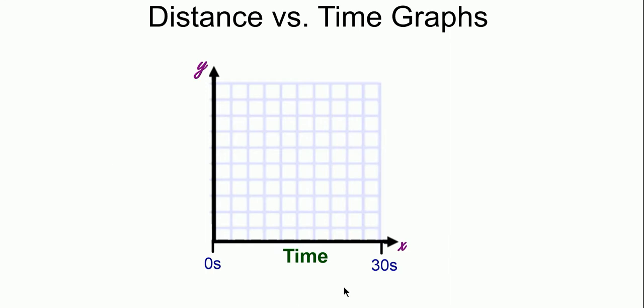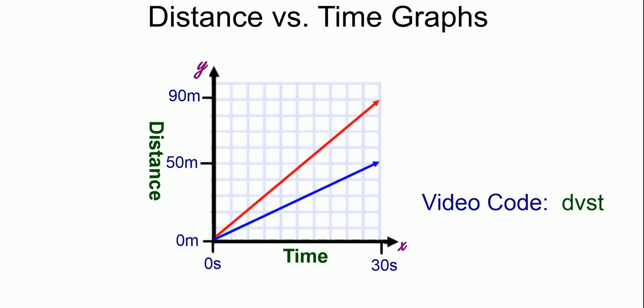It's very common in all sciences to use time for your X axis. As we move along here, we're going from 0 to 30 seconds. That's the X axis. In this situation, we're putting distance on the y-axis. So we've got 90 meters at the top. So this is distance versus time. And that's our graph.